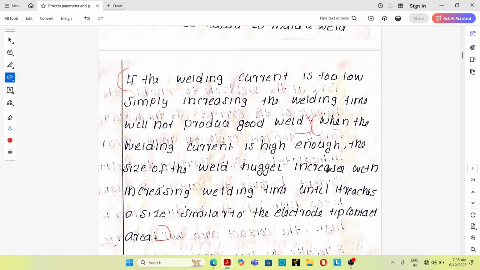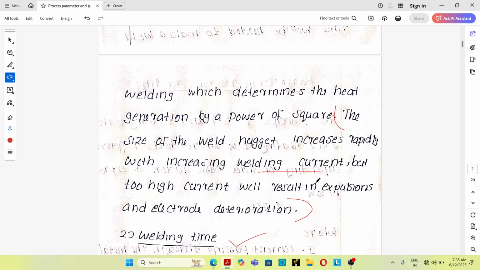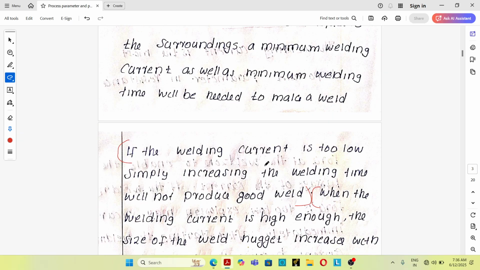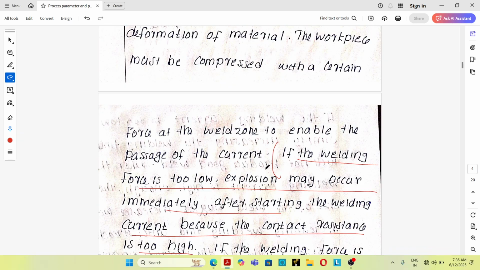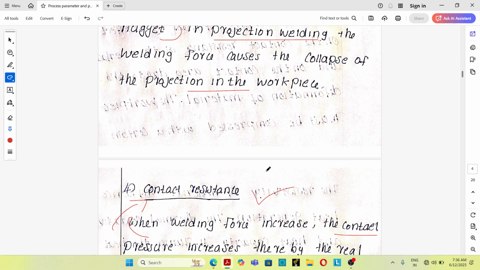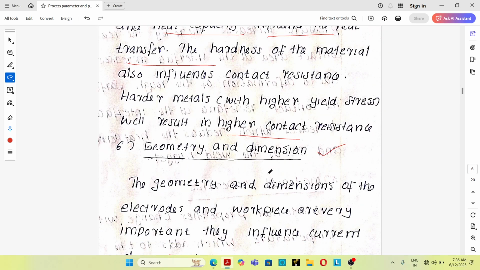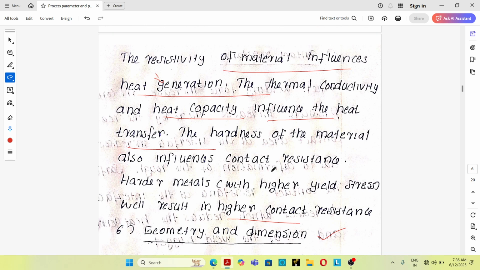So first one, welding current, second one, welding time, third one, welding force, fourth one, contact resistance, fifth one, material properties, sixth one, geometry and dimensions.